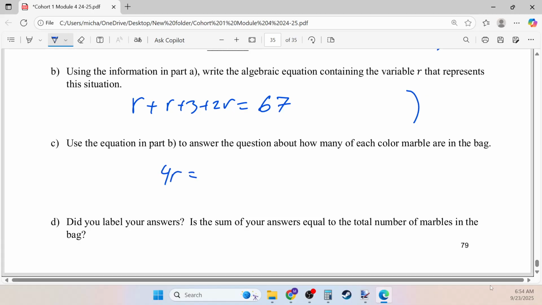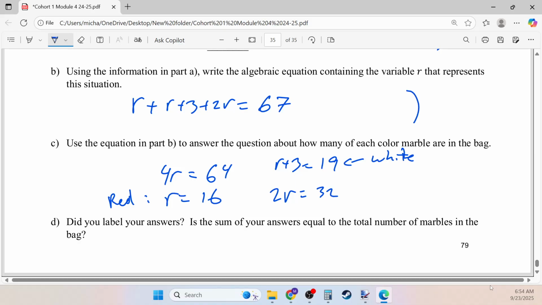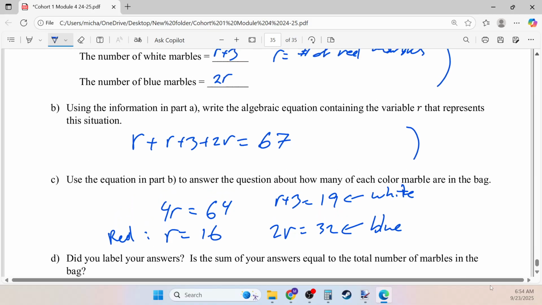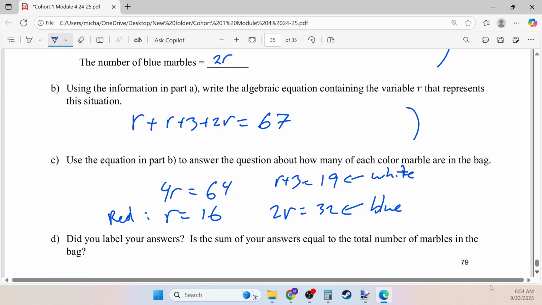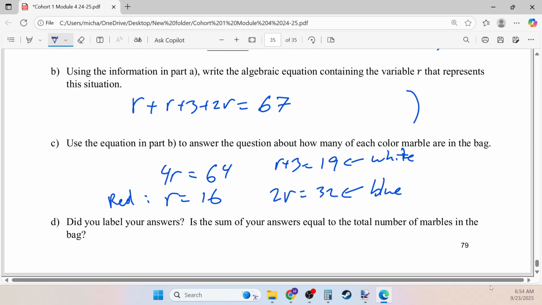Subtract 3 from both sides, so we get 4R equals 60. R equals 15. And that means that R plus 3 is 18, and 2R is 30. So this is the red, this is the white, and this is the blue. I labeled them correctly. White is R plus 3. Blue is 2R. Yes, I labeled my answers.